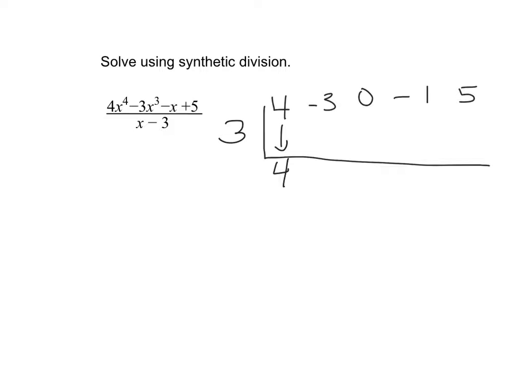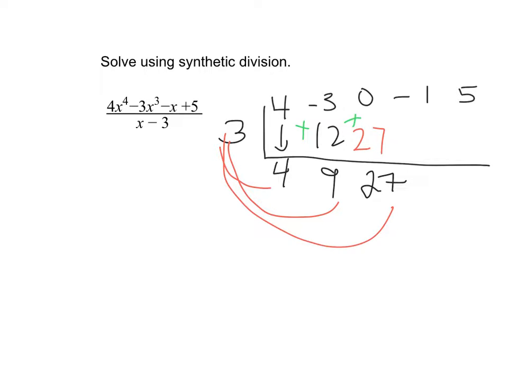Then I'm going to multiply, and then I'm going to add. So that gives me 9, and then I'm going to multiply again. Ugh, big number, 27. Oops, I'm going to add. I'm going to multiply again.